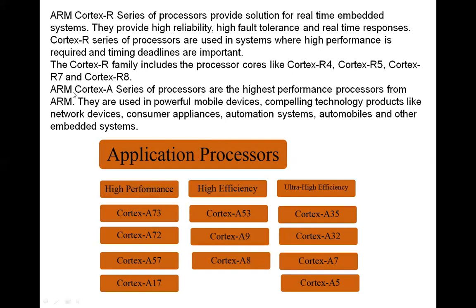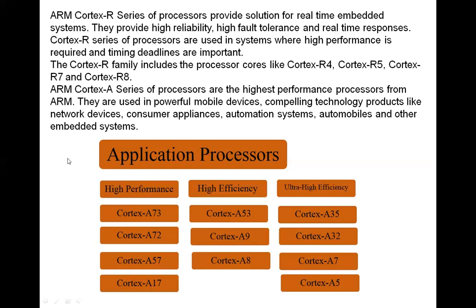The ARM Cortex A series processors are the highest performance processors from ARM. They are used in powerful mobile devices, compelling technology products like network devices, consumer appliances, automation systems, automobiles, and other embedded systems. These application processors are divided into three categories: high performance processors, high efficiency processors, and ultra high efficiency processors.